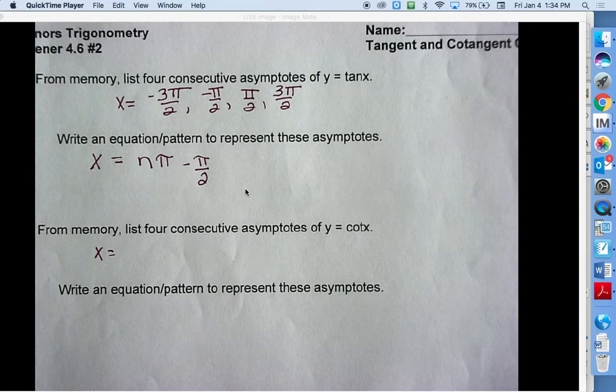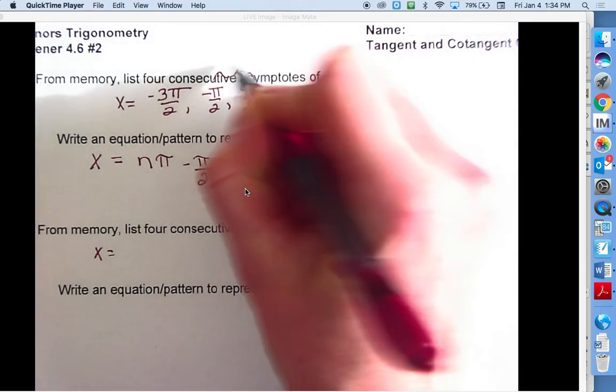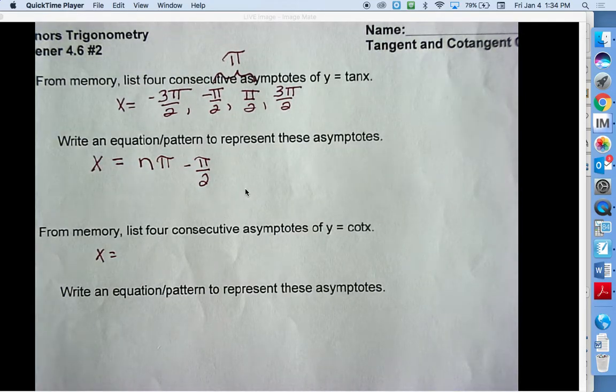I just said they're all the same distance away from each other, which is pi, which is why you multiply by pi, but because they're not set at 0, you have to subtract or add. Or add, yeah, you could have subtracted or added. But all of your asymptotes, a set of asymptotes, has the same distance. Every pair of asymptotes is the same distance apart from each other, and that's pi.